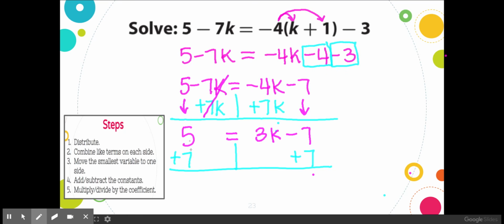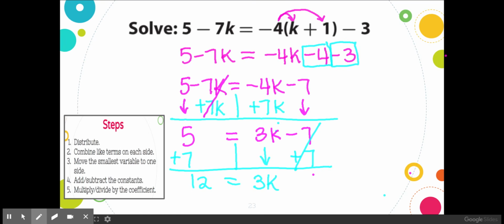Okay, let's see what happens. 5 plus 7 is 12. So I get 12 here equals, you bring down the 3k. And then negative 7 plus 7 is just 0. So now I'm left with 3k equals 12, or 12 equals 3k. I'm on to step 5.